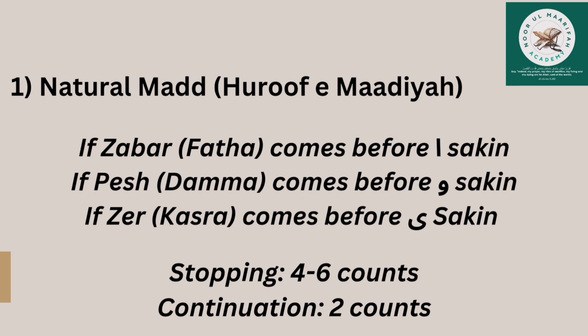2 counts means when you prolong the mad, you open 2 fingers. 4 to 6 counts means you will open 4 to 6 fingers. For example, if you're opening with one fist, that is still 4 fingers. Your 4 fingers should come out of the fist, and for 6 fingers you need to take the help of the other hand, of course. So this is your counting. This is how you count. This is the method of counting.